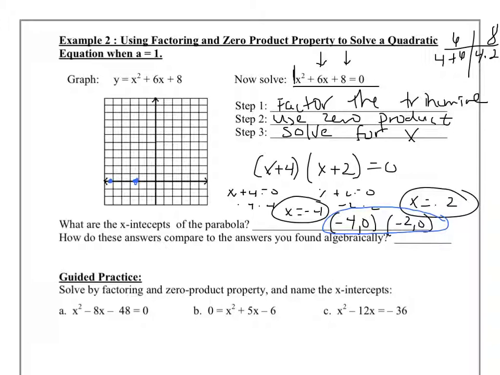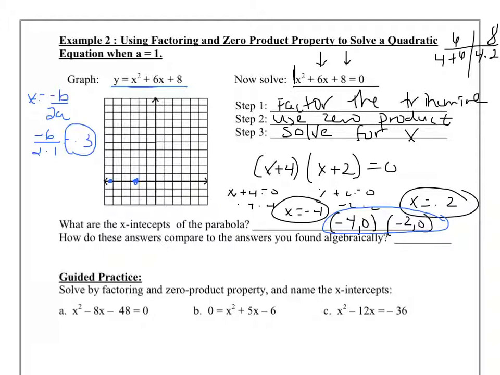So we know that because it's a positive, it's going to be opening upwards, so we need to find the minimum. In order to find the line of symmetry, we use the equation x equals negative b over 2a. So now I have negative 6 over 2 times 1, which is negative 3. Now that I have solved for x, which is negative 3, I'm going to plug it back into my equation to get y.